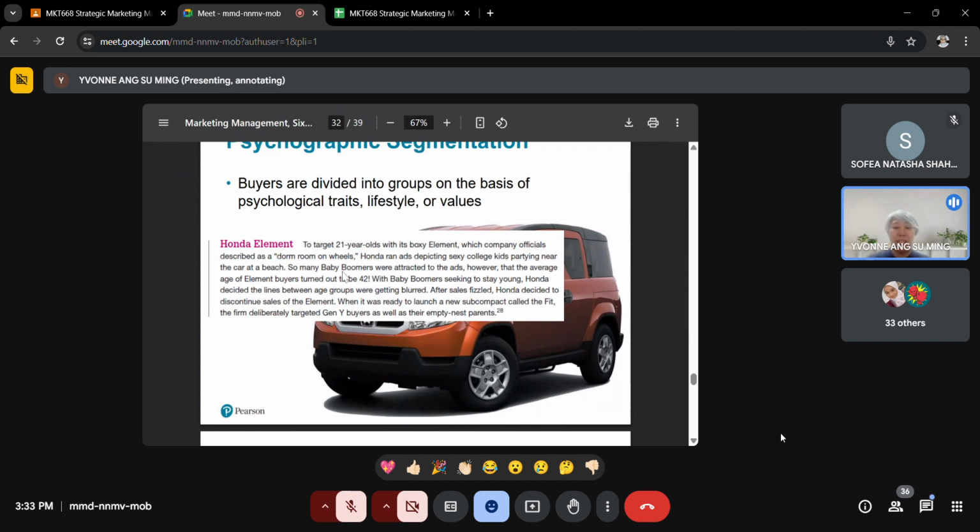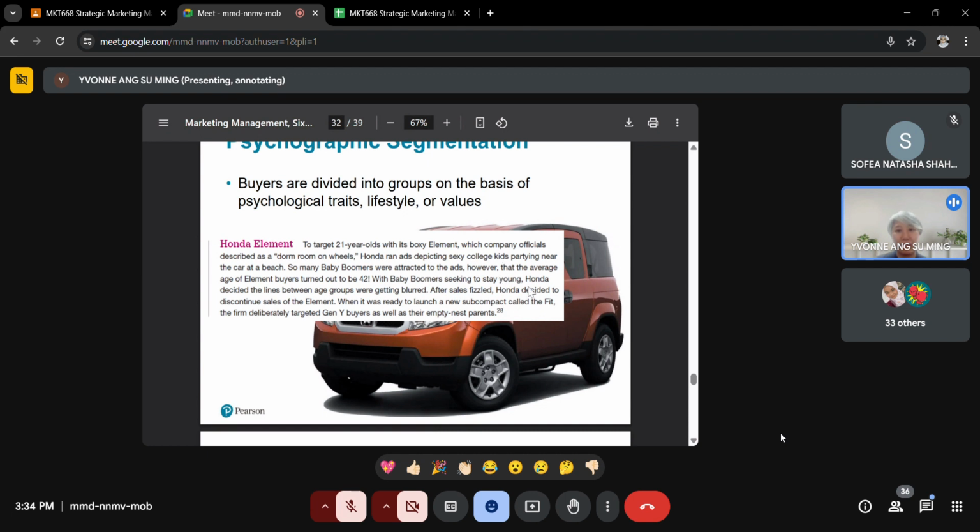However, when they started selling this car, they found out that the people who are actually buying this are middle-aged people. All right, you can see that their average age is 42. And also a lot of baby boomers are actually buying this car. And they're buying this car because they want to stay young. Okay, they want to stay young, right?